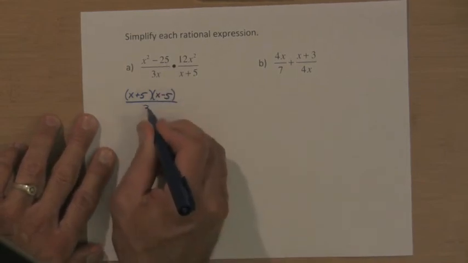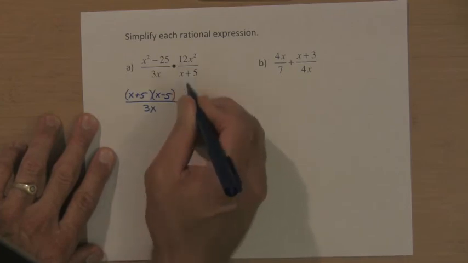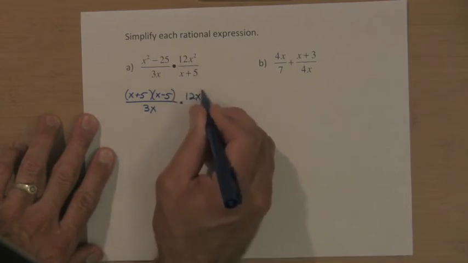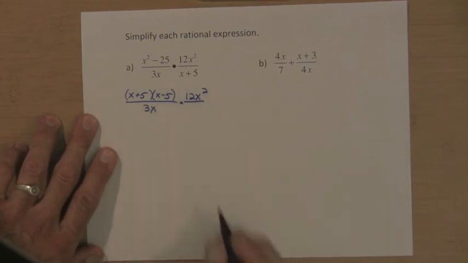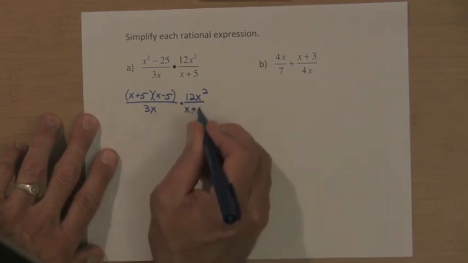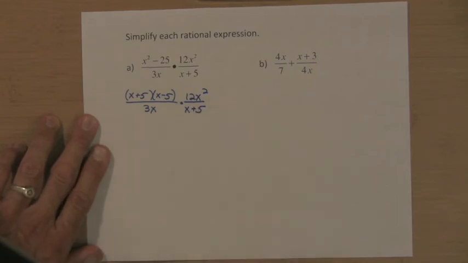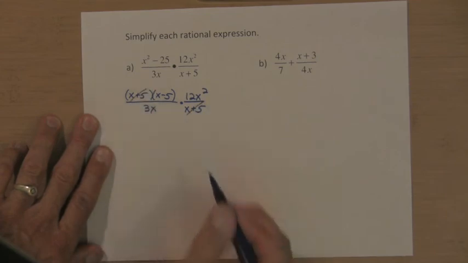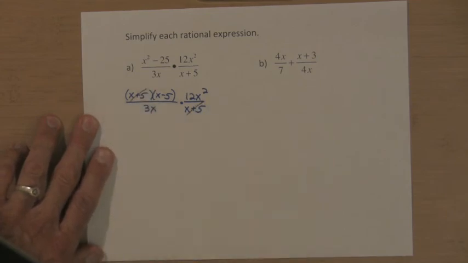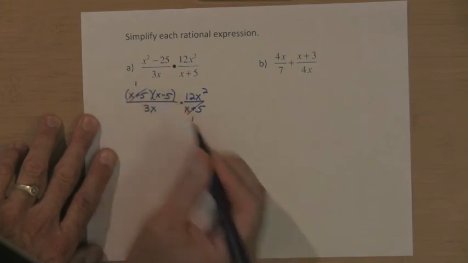3x is 3 times x, no factoring there. 12x squared is two things multiplied, no common factors there at all, and x plus 5 has nothing in common there, no factoring, x plus 5 is it. So now common factors to simplify. X plus 5 on top, x plus 5 on the bottom can both be divided by x plus 5 and leave a 1 for a placeholder.